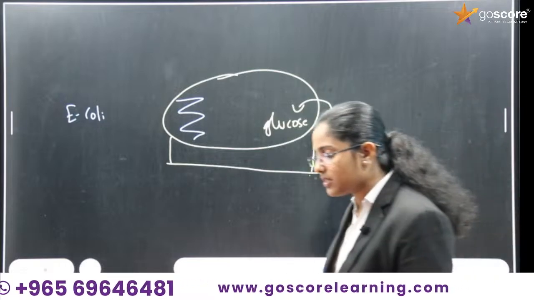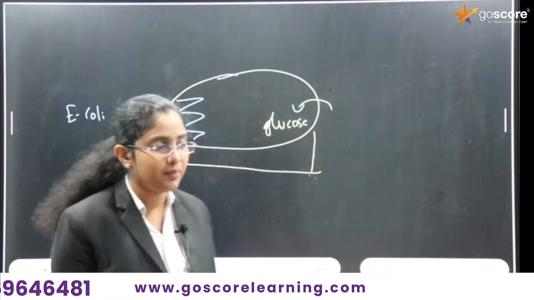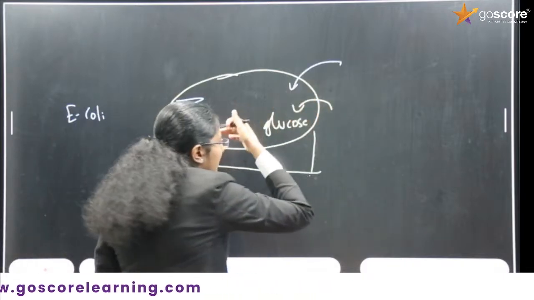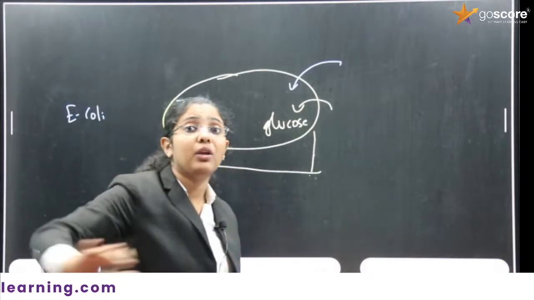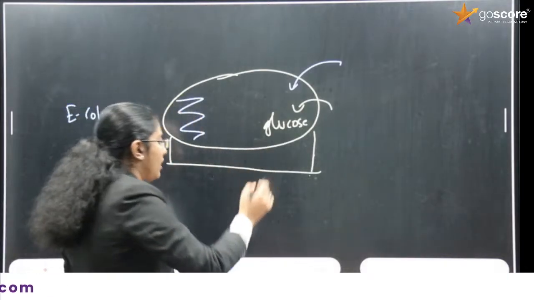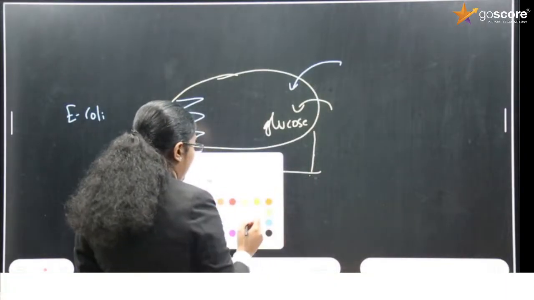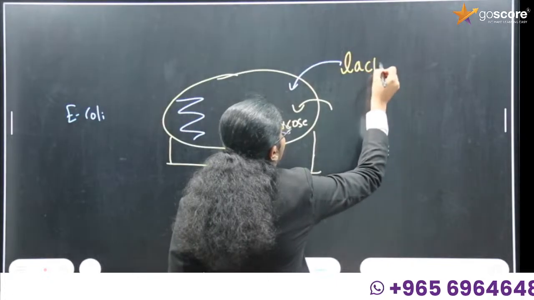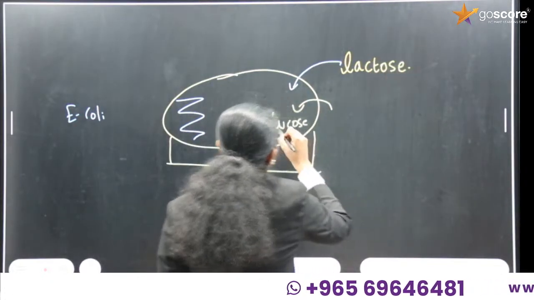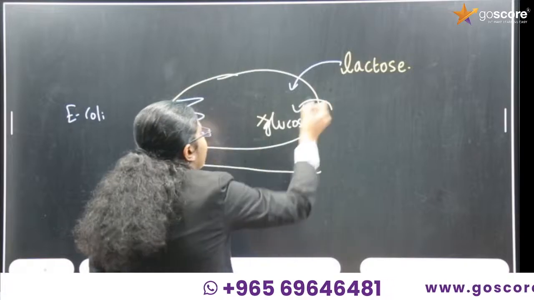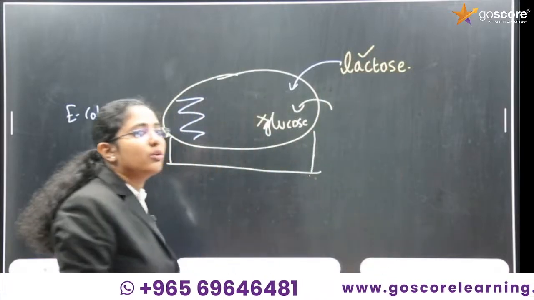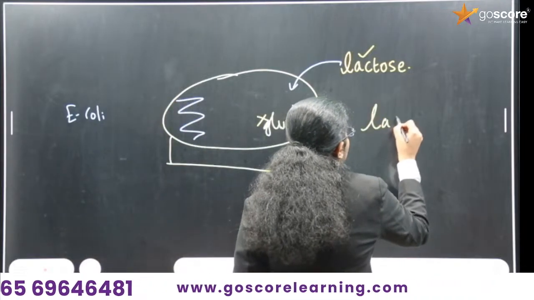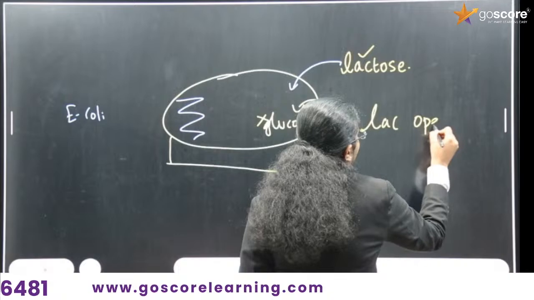So what is the next step? If glucose is completely utilized and there is no glucose present, I now provide lactose. If there is no glucose and there is lactose, which operon will be working? The lac operon will start working.